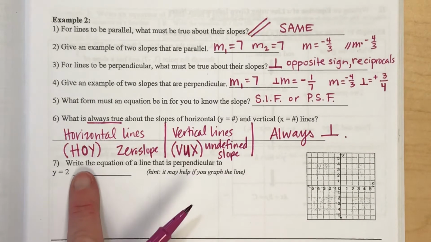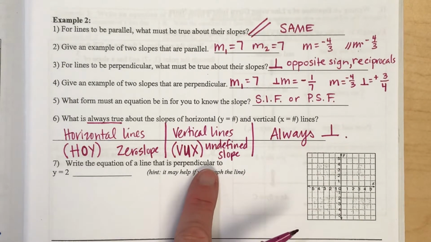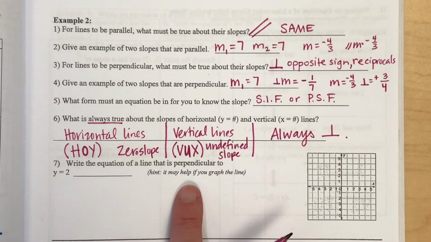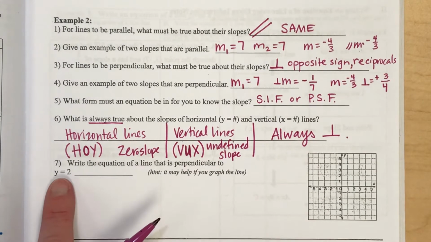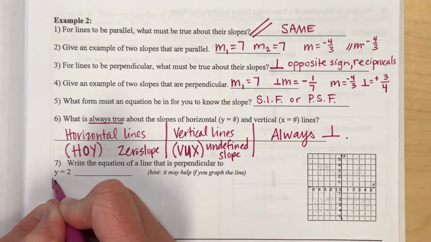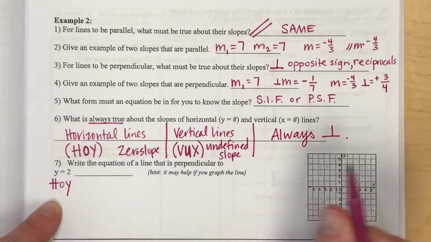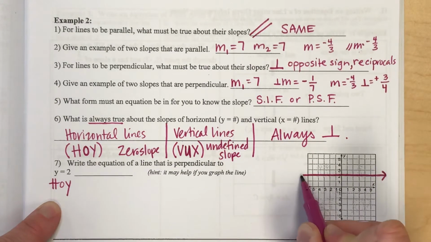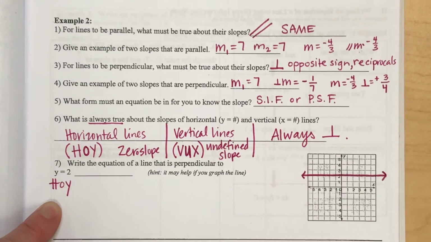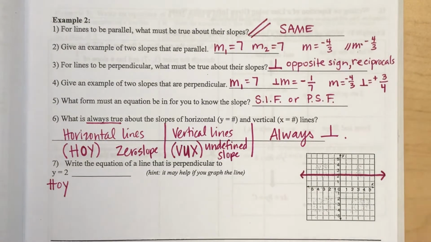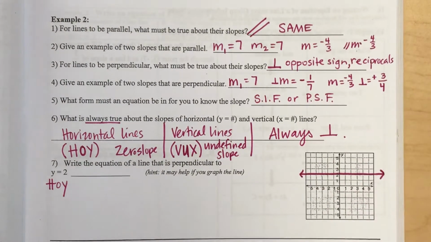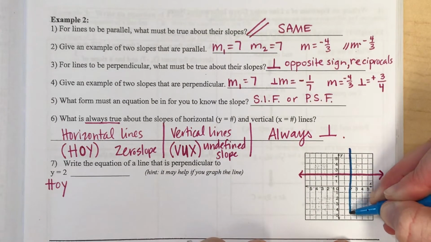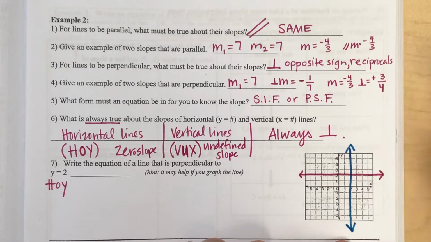Question number 7 says, write the equation of a line that would be perpendicular to y = 2. And here's a hint, it may help you if you graph that line. So I'm going to graph the horizontal line of y = 2. So my horizontal line is going to go left and right, and it's going to cross the y-axis at +2. Now pick a vertical line. Draw a vertical line on your paper, and you will have a line perpendicular to your horizontal line.